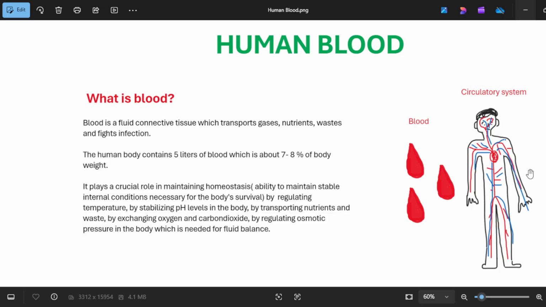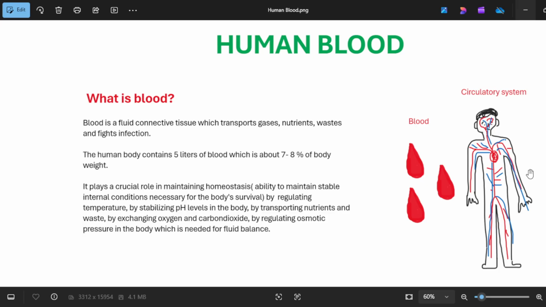Similarly, it maintains our blood pressure. Whenever our blood pressure is low, what is blood pressure? If the volume of the blood is low, it will result in low blood pressure. So, to increase the volume of the blood, it will absorb water from outside the blood vessels into them, so that the volume of the blood is increased, and in turn your blood pressure becomes normal.